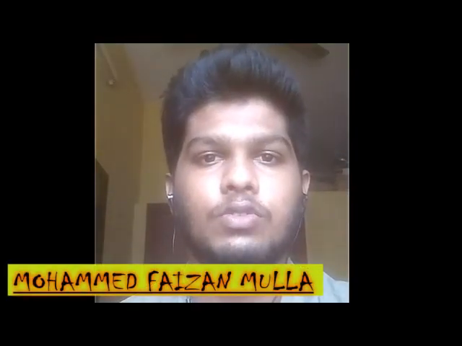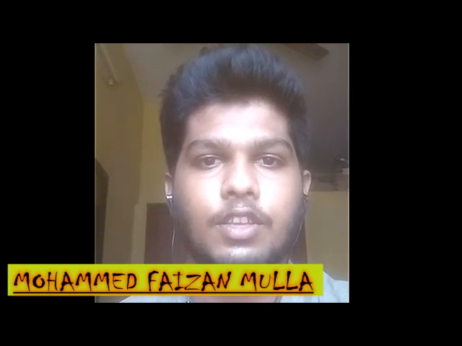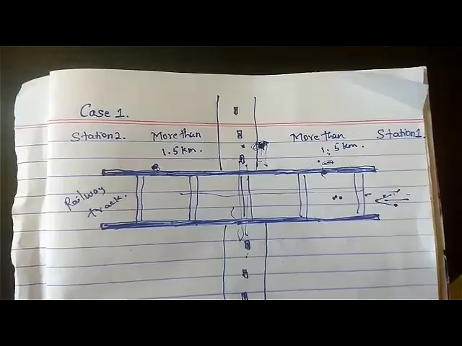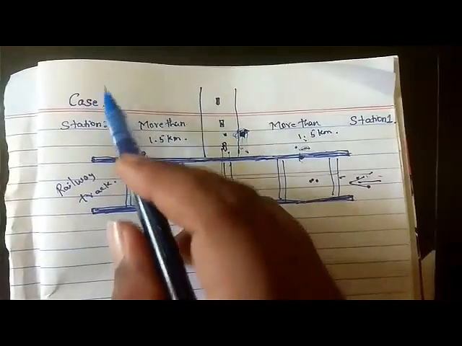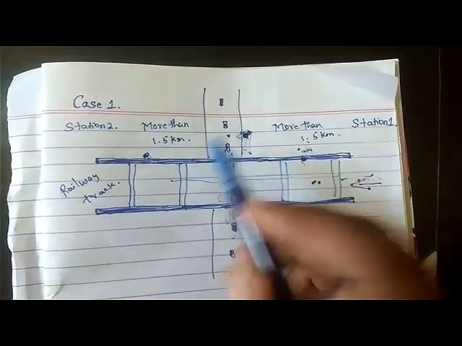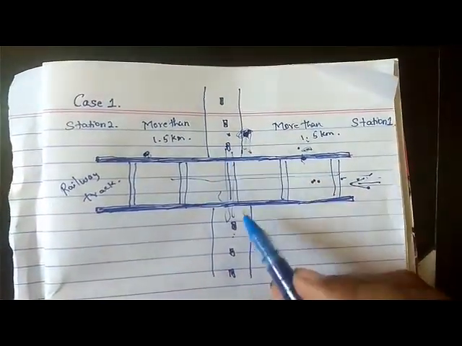So the introduction part was very well done by my friend. Now it's my duty to explain to you the 4 different cases of level crossing for the project which we have planned. So I'm going to explain it in detail. So this is case 1. In this case 1, this is the railway track and this is the level crossing.